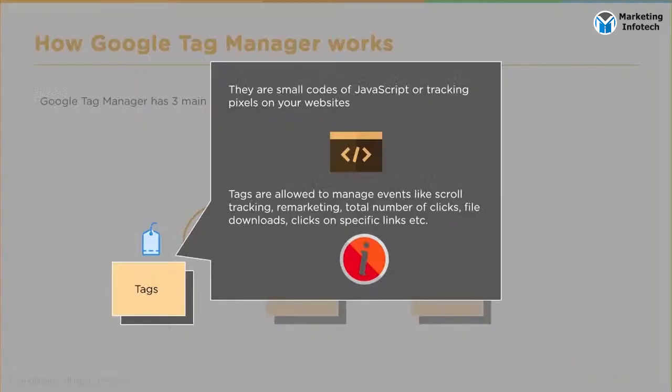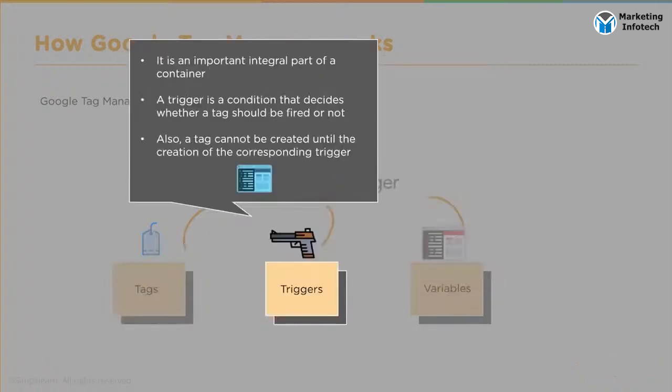So again, review: tags are just small codes of JavaScript or tracking pixels on your website. Tags are allowed to manage events like scroll tracking, remarketing, clicks, downloads, files, play buttons, you name it. Even clicks on external links. For example, let's just say you have a Facebook icon on your site, and when somebody clicks on it, they go to Facebook. You want to maybe track that. You're going to create a tag. The trigger is there because you need to tell GTM when to fire that tag. So it's a certain condition, whether it's fire the tag if the URL equals facebook.com or some other condition.